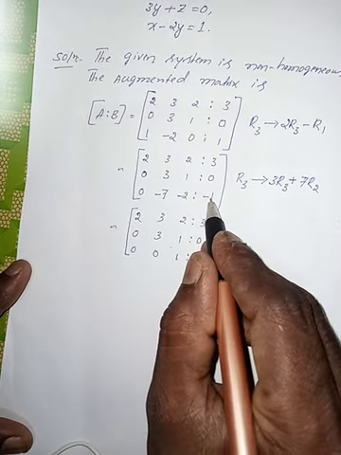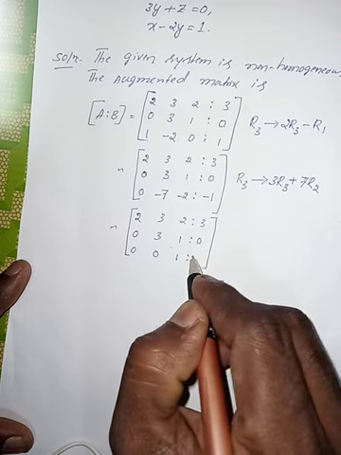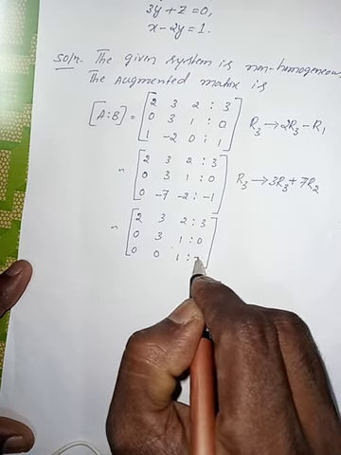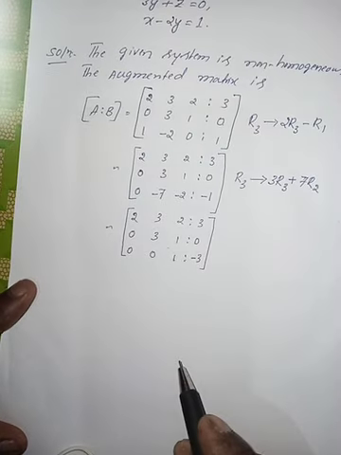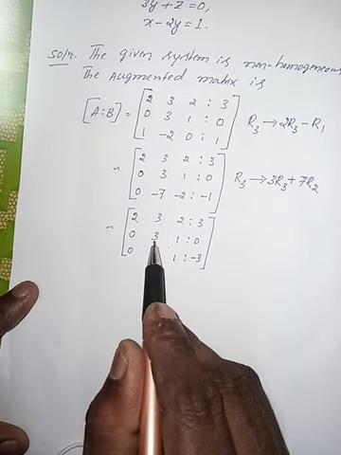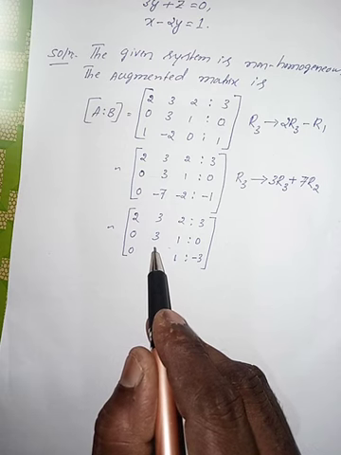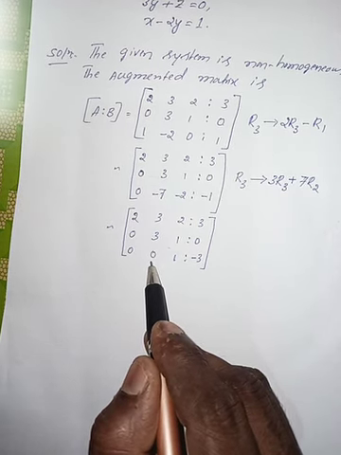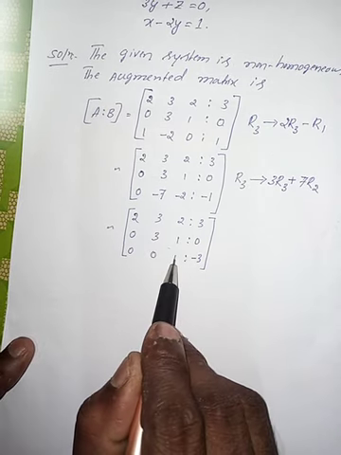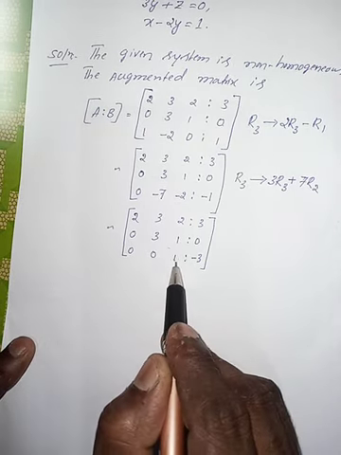So here 3 times R3 becomes -3. So -3 and the R2 element is 0. So now we have made the element below the leading entry of the second row equal to 0. Next step is you identify the leading entry of the third row. The leading entry of the third row is 1.